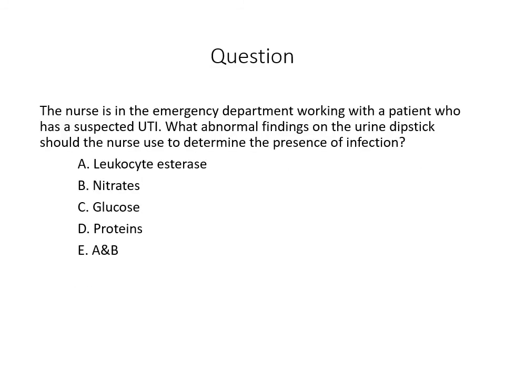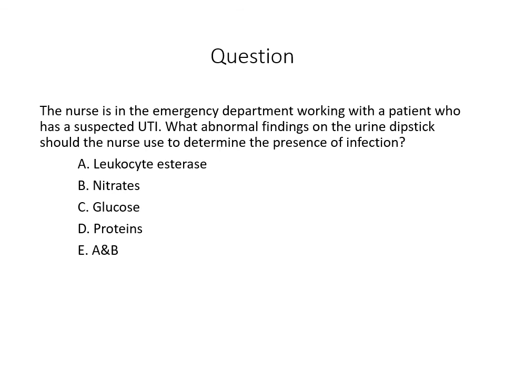Okay, here's a question. Questions are always good. So the nurse in the emergency room is working with a patient who has a suspected UTI. What abnormal findings on the urine dipstick should the nurse use to determine the presence of infection? So we went over that slide on what's normal and abnormal in the urine. So leukocyte esterase is an enzyme that's released by white blood cells in the urine, and so that's going to be positive. Nitrates occur from the bacteria being in the urine. There's nitrate production. That's going to be positive.